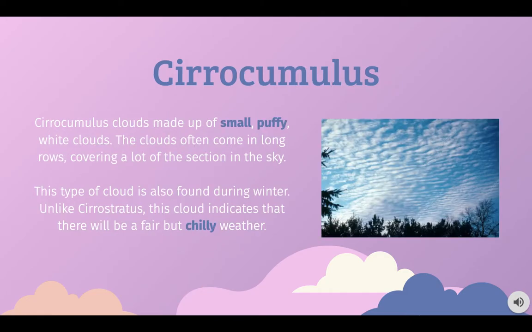Unlike the previous two clouds, cirrocumulus clouds look like small, puffy white clouds in the sky. Many think it looks like fish scales. The clouds often come in long rows covering a lot of the sky. This type of cloud is also found during winter. Unlike cirrostratus, this cloud indicates that there will be fair but chilly weather.